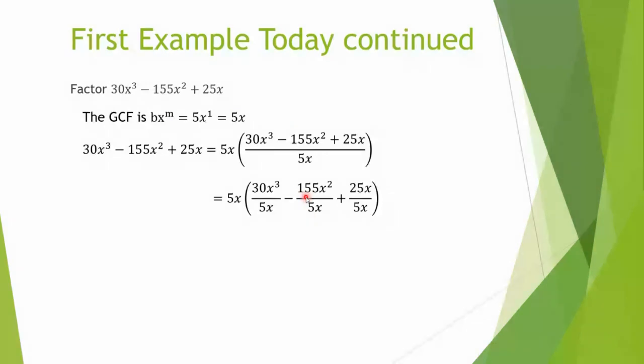Once you do this, the first quotient you'll get, 30 over 5 is 6. X cubed over x is x squared. That's how we got this. By direct calculation, 155 over 5 is just 31. X squared over x is x. 25 times x over 5 times x is just 5. Okay, so we end up with this thing. Here we can use our AC method on this, 6x squared minus 31x plus 5.